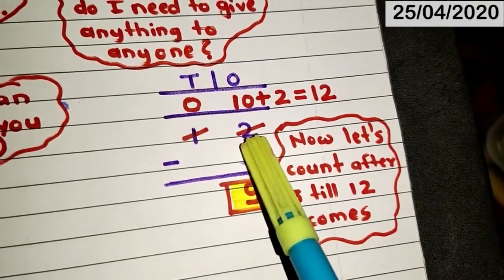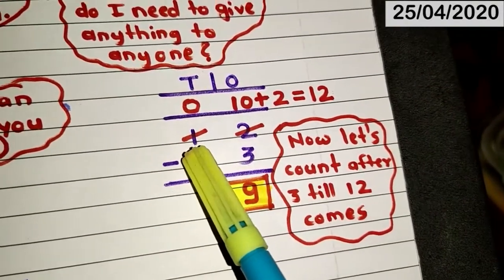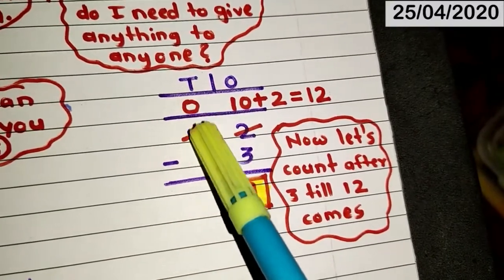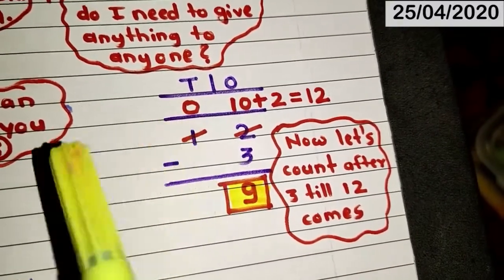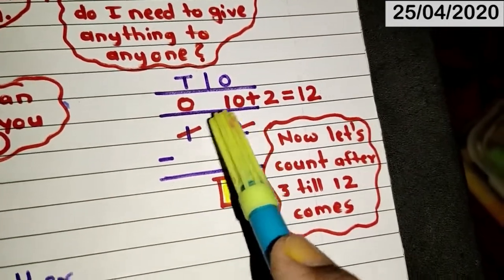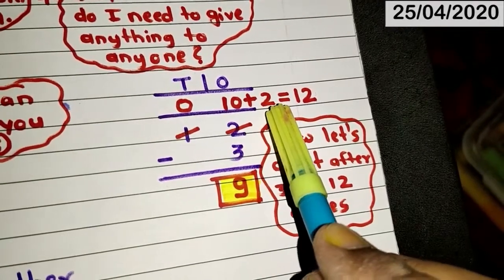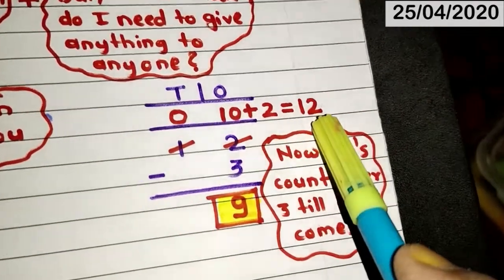2. Mr. 2 is on which place? 1's place. And Mr. 1 is on which place? On the tens place. Tens place means what? This 1 is not only 1. This is the number 10. So this number 10 goes to help Mr. 2. Okay, so 10 plus 2, 12.